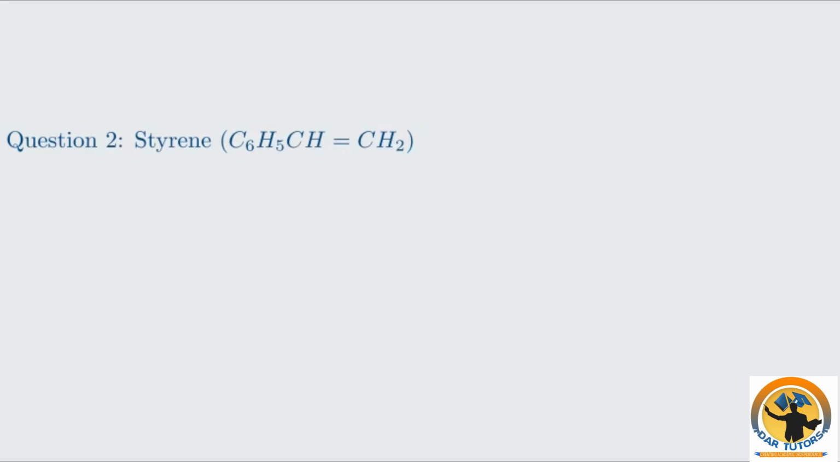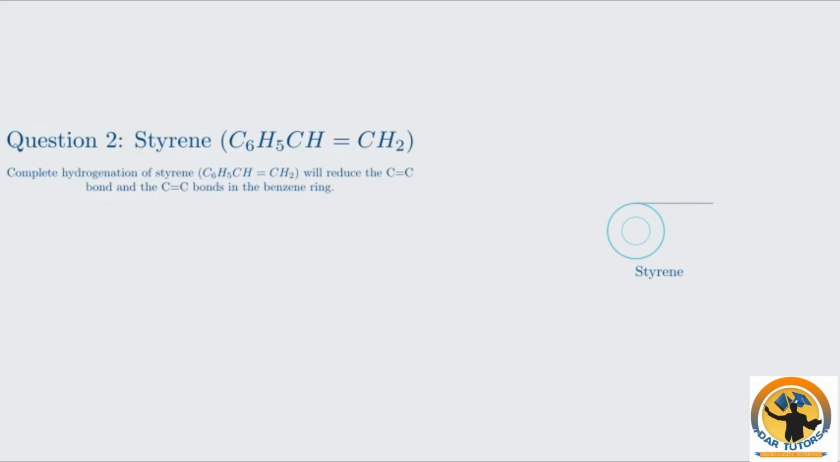Question 2 asks you to draw the repeating units of the products of the complete hydrogenation of styrene, which is phenylethene. You also need to state the catalyst used and the type of chemical reaction. Styrene is phenylethene. It has 2 parts, a benzene ring, which is an aromatic part, and an alkene part, the ethene chain. The question specifies complete hydrogenation.